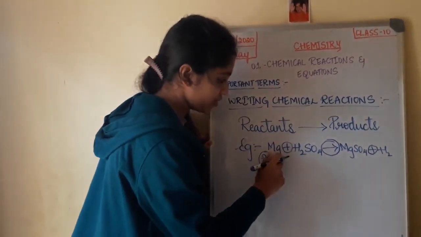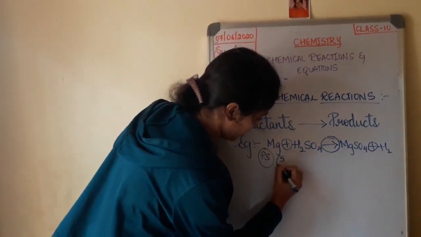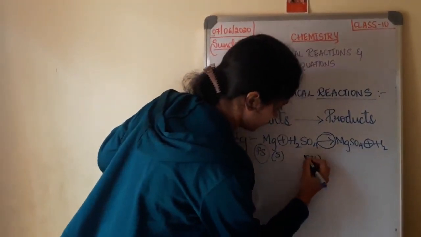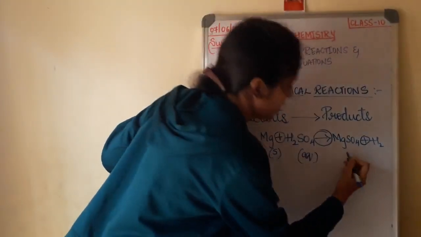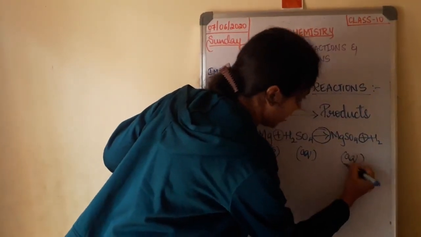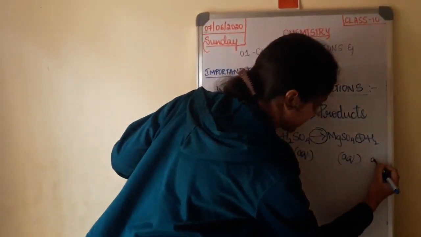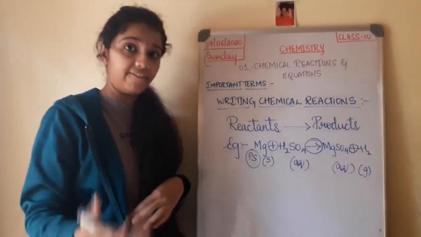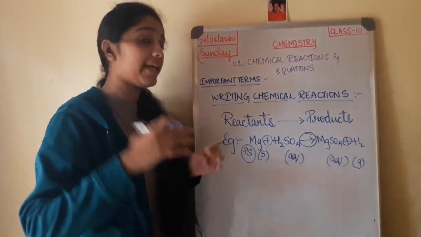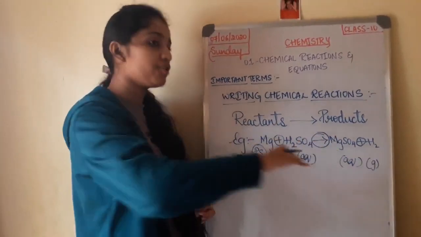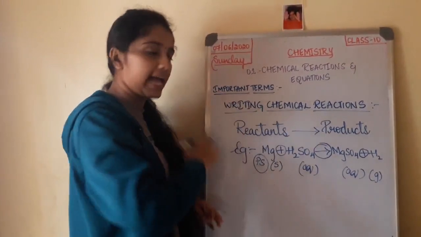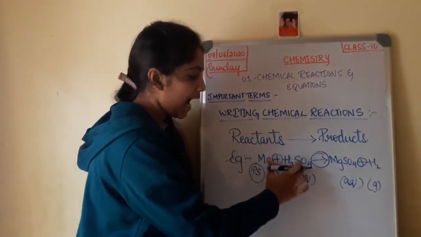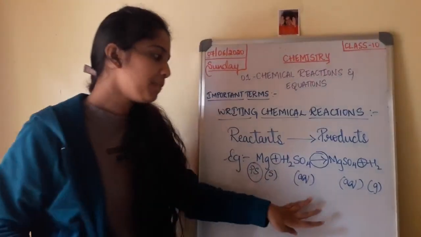Now magnesium is a solid, hydrogen sulfate is aqueous, magnesium sulfate is also aqueous, and hydrogen is gas. This need not be mentioned every time you write each and every equation, but when it is asked that you write an equation along with the physical states of the reactants and the products, then this must be mentioned. So magnesium is in solid state, hydrogen sulfate is in aqueous state. Now what do you mean by aqueous state?